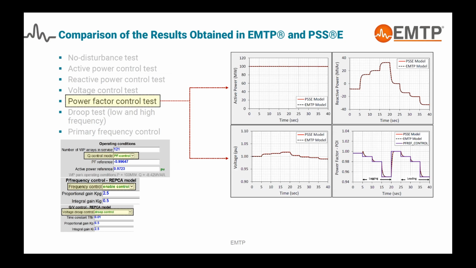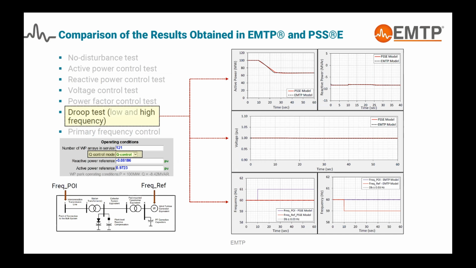In terms of a power factor control test, the same thing. You need to make sure that the Q control mode is set correctly. But again, we test the power factor reference in terms of lagging power factor and leading power factor. And again, you can see that here we are presenting the active power, reactive power, and voltage at the POI, and the power factor measured at the POI. And yeah, you can see that this is a great result.